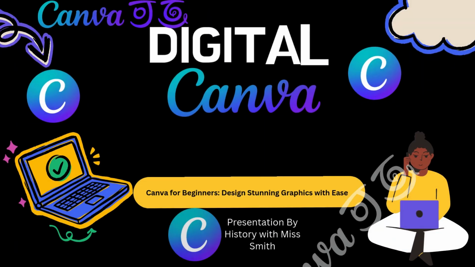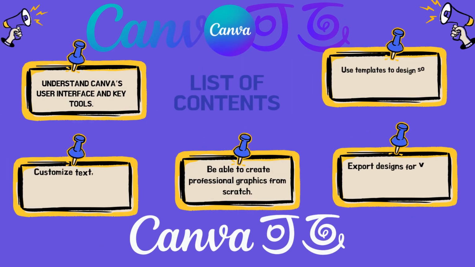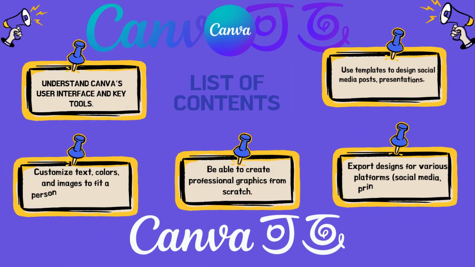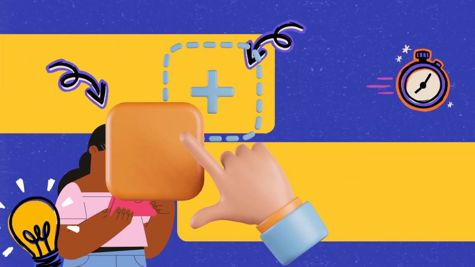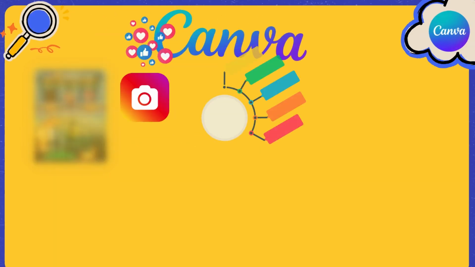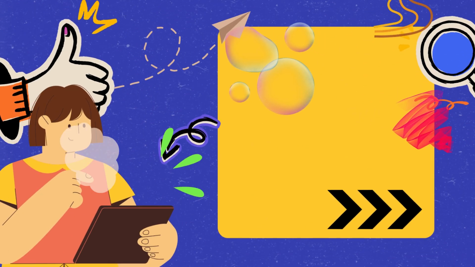What is Canva? Canva is an easy-to-use online graphic design tool. It lets you create many types of visual content, like posters, social media posts, presentations, and infographics. With a wide range of templates, images, and design elements, it's great for both beginners and experienced designers. The drag-and-drop interface makes it simple to customize designs without needing advanced skills.